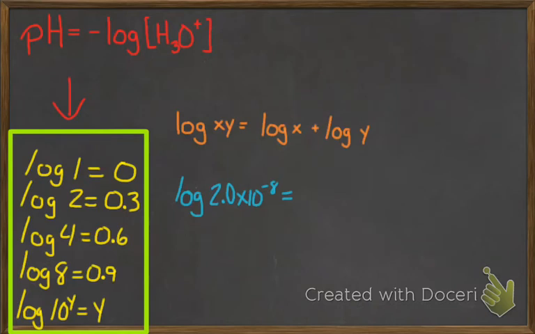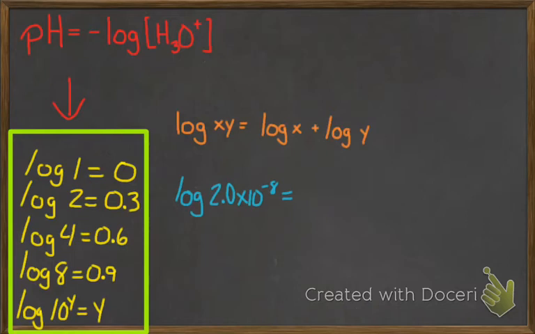Now, looking at the box in green, there are a few logs that I think if you take them to memory, it will make doing this process a lot easier. Now let's take a look at this first example of how we can break this down in order to determine the pH of this value.